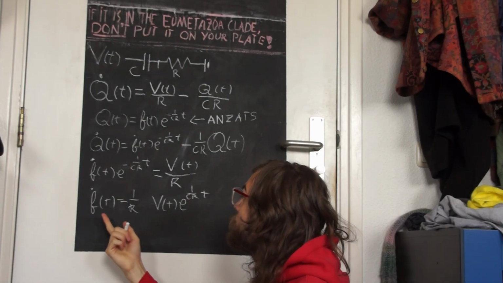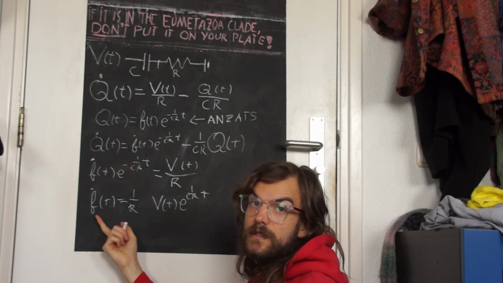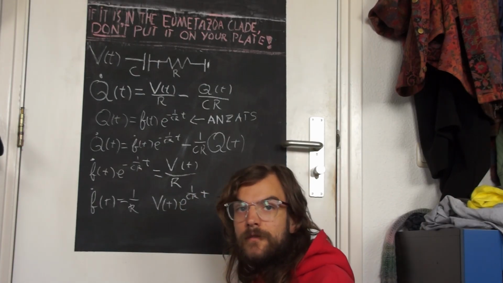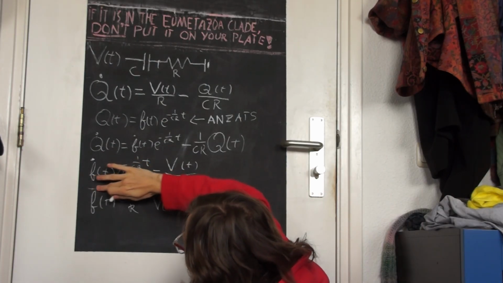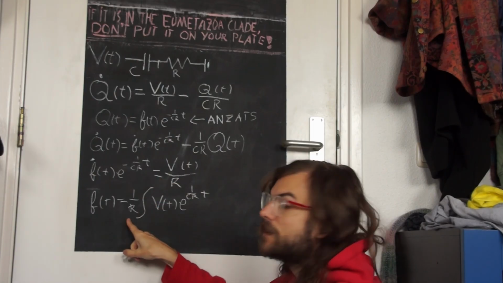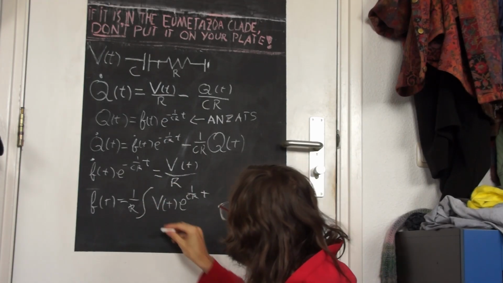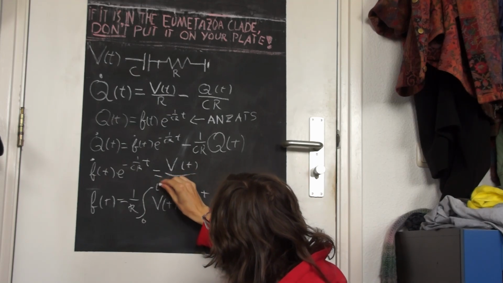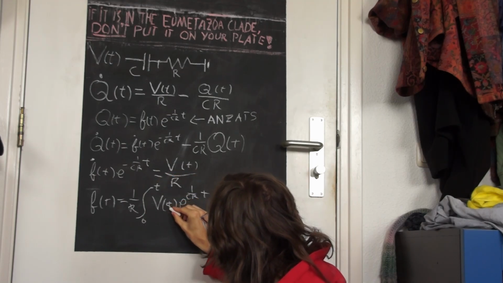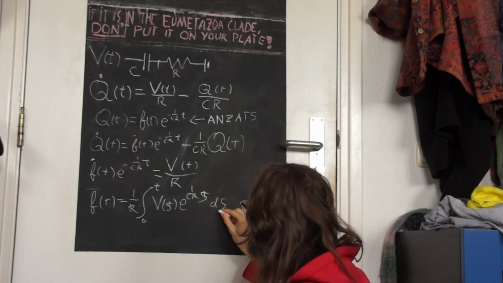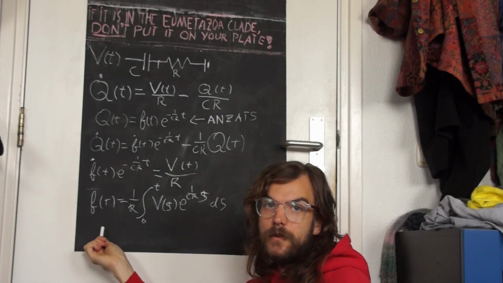And then we know what the derivative of f is going to be, but of course we want f itself, and for that we just have to integrate. You don't have to integrate over the r because it's constant. We're integrating from 0 to t, and we replace t with an integration variable. I'm going to call it s, ds. And that's our solution for f.